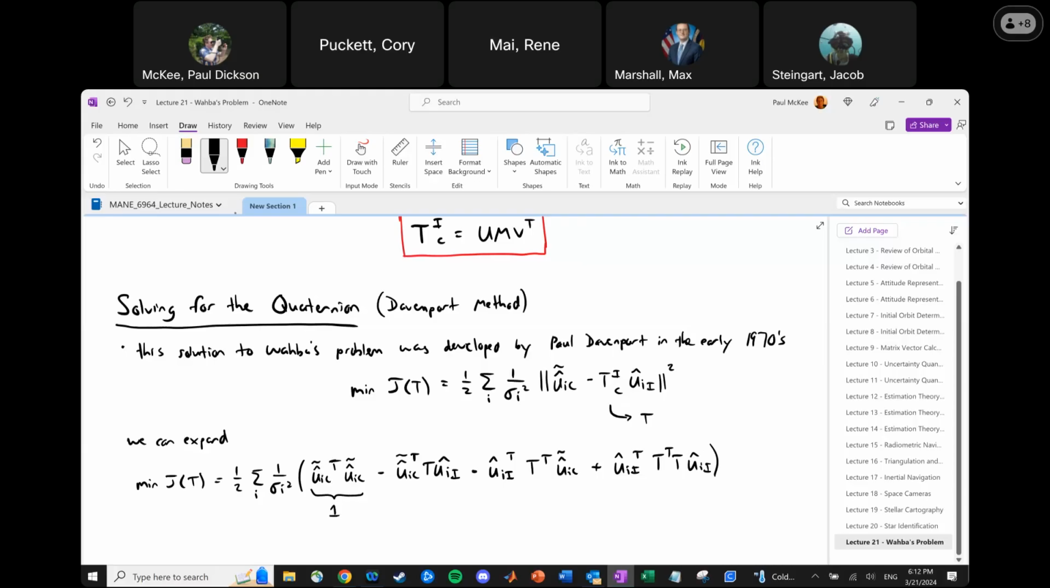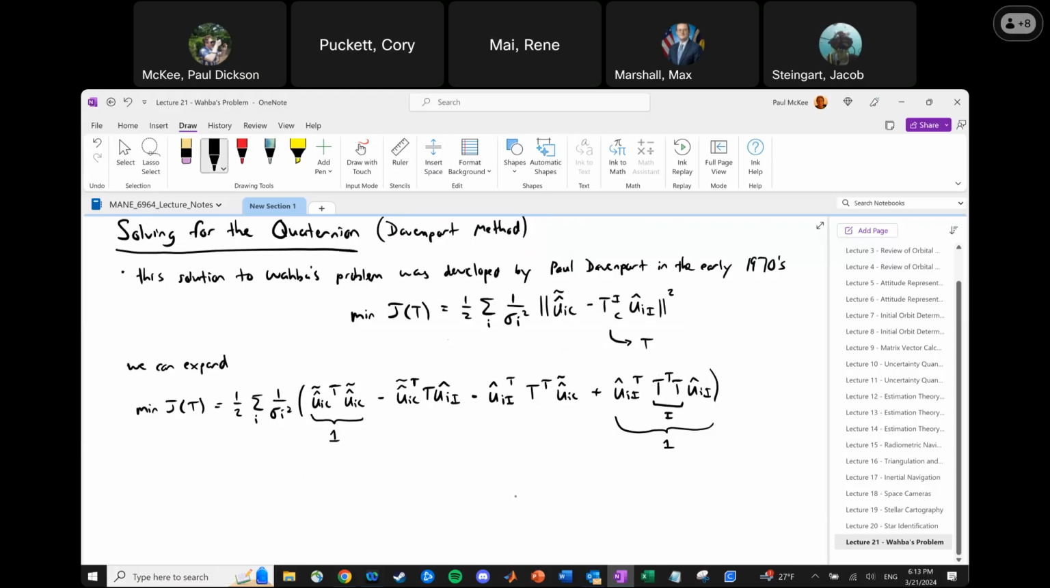Similarly, T transpose T, well, that's the identity matrix. And then U transpose I U, well, same game, right? That's also just one. That's going to simplify a little bit. And then further, these middle two terms are actually the same term twice. Okay, that's right. So if that's the case, we can simplify a little bit.